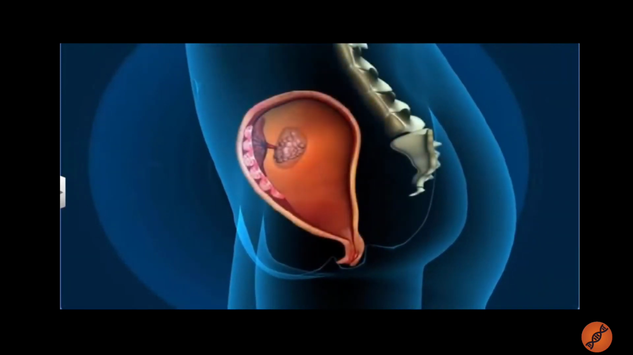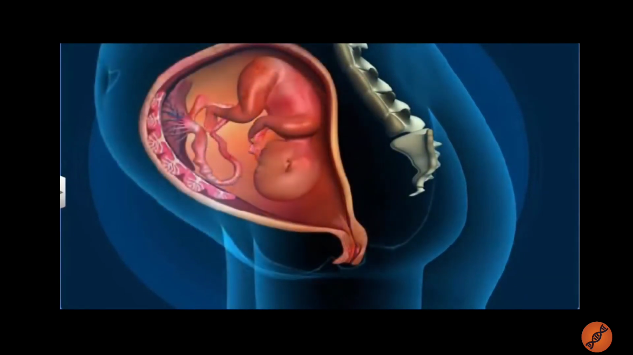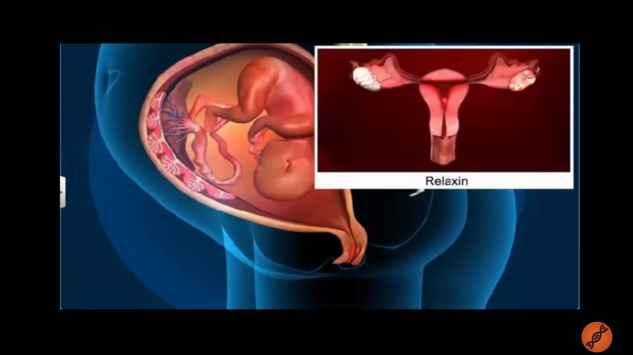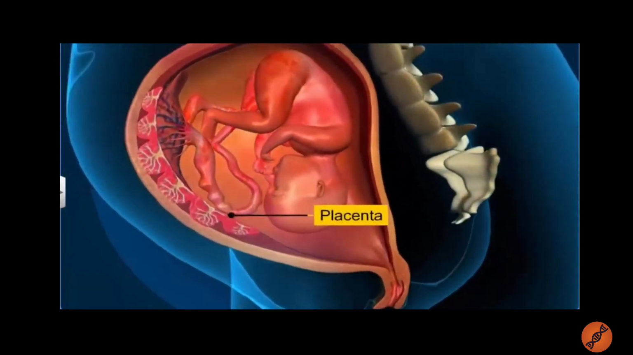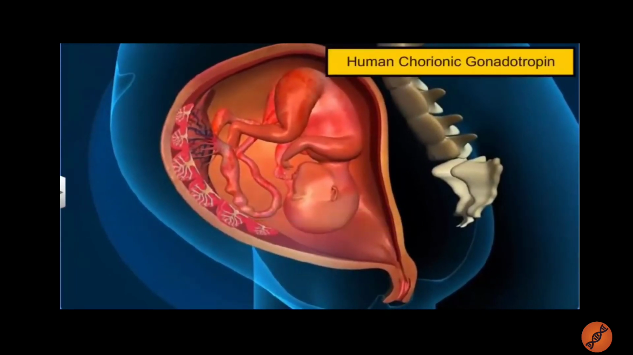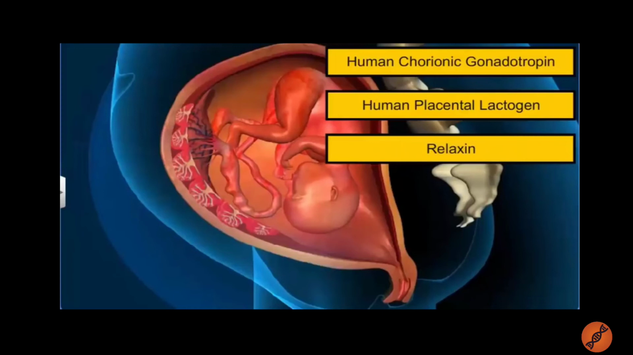Interestingly, while the fetus is undergoing several developmental changes, the mother's body too is undergoing several hormonal changes. The ovary, for example, starts secreting a hormone called relaxin. Likewise, the placenta starts secreting hormones such as human chorionic gonadotropin or HCG and human placental lactogen or HPL. Incidentally, HCG, HPL and relaxin are secreted only when a woman is pregnant.